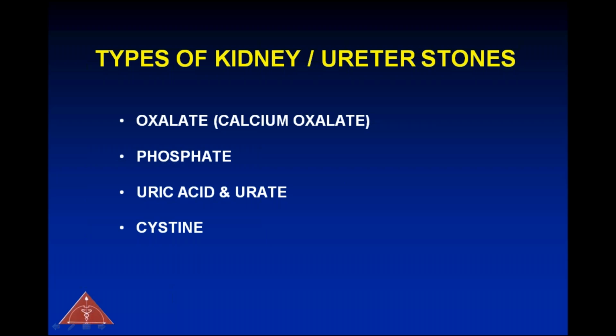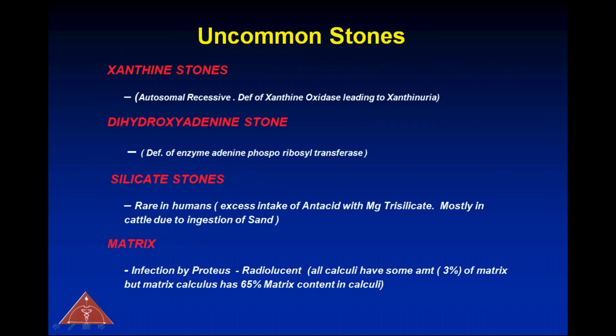Then phosphate, triple phosphate, I told you. There are 3 types of phosphate: calcium phosphate, aluminum phosphate, and struvite stones. Then uric acid and cysteine. Okay. Xanthines, these are uncommon stones. Now that the slide is there, you can make a note of this. Xanthine stones, these are all uncommon stones, a little rare.